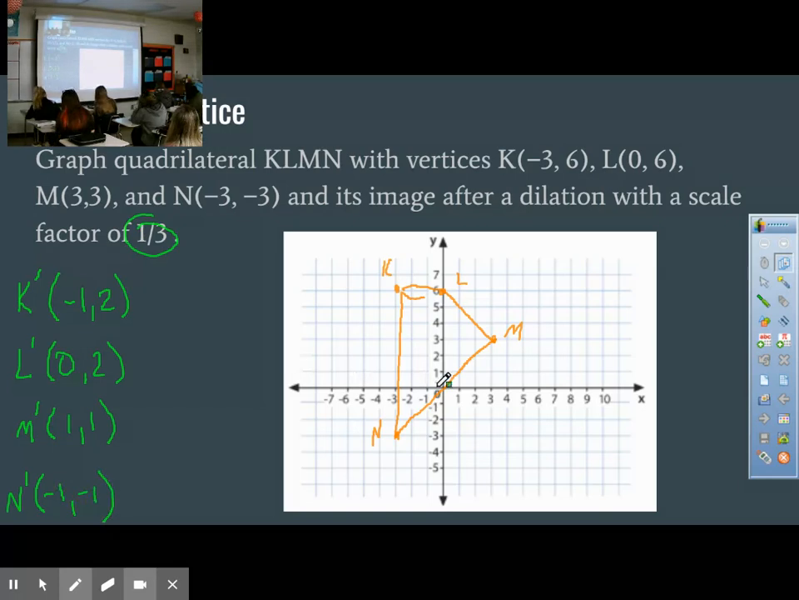Okay, so K prime is (-1, 2), so to the left 1, up 2. L prime is (0, 2). M prime is (1, 1). And N prime is (-1, -1). What questions do you have for me?